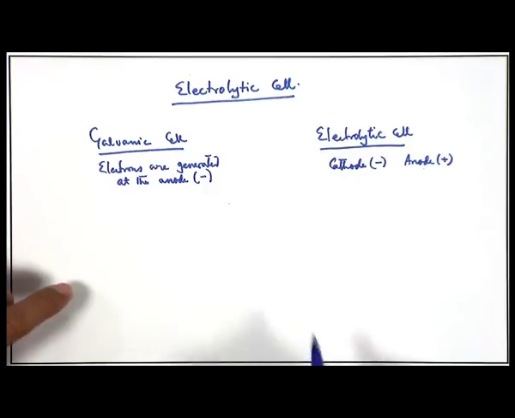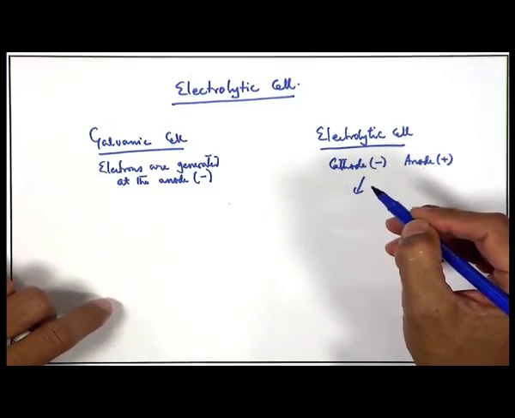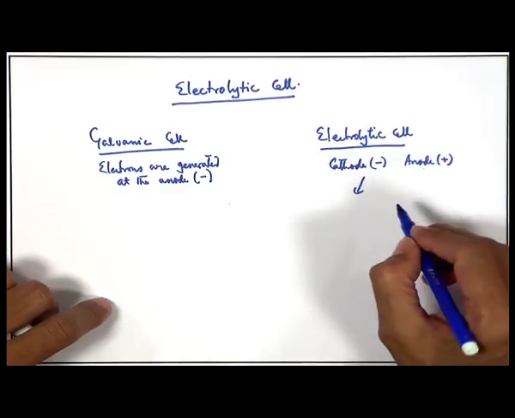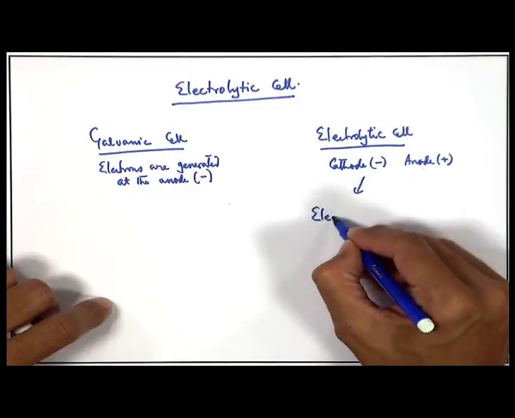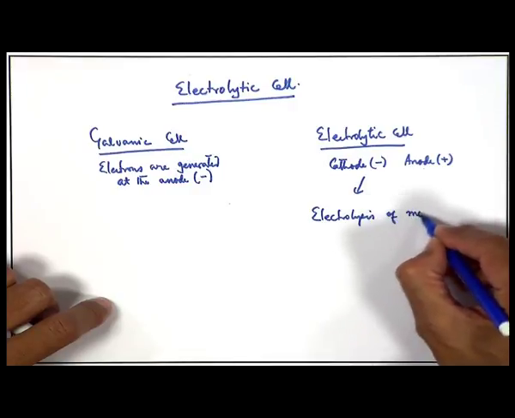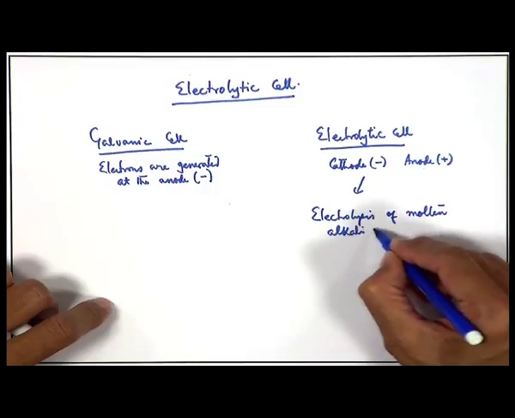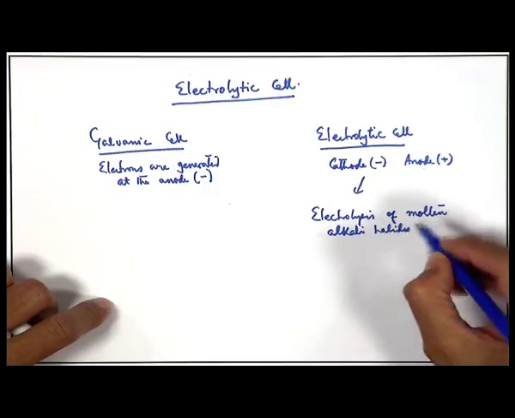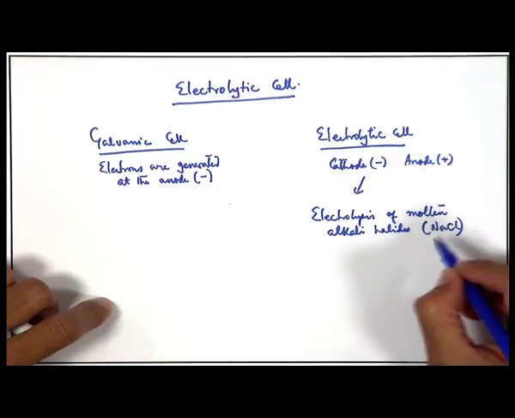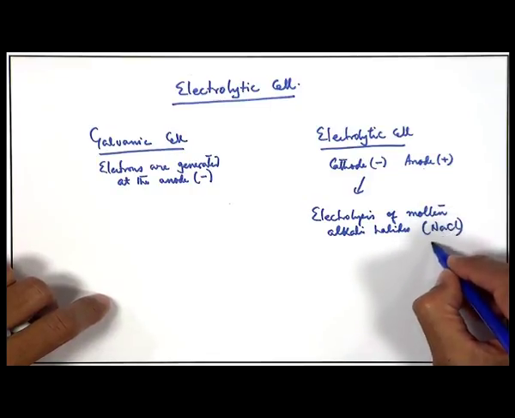As an example, the classic example of an electrolytic cell is the electrolysis of molten alkali halides, like sodium chloride in the molten state. It is the industrial method for the preparation of sodium metal.